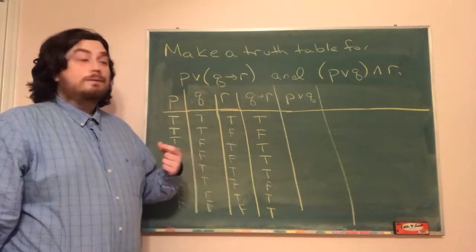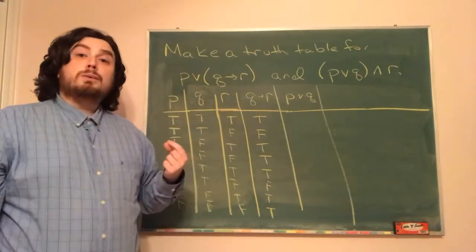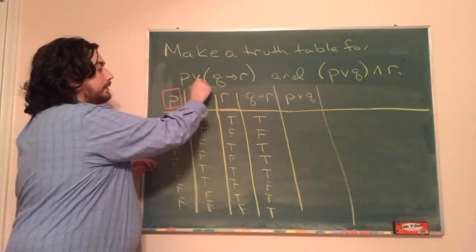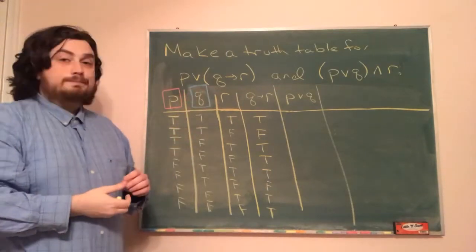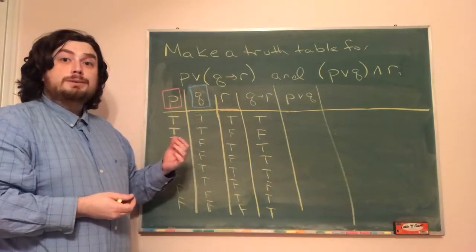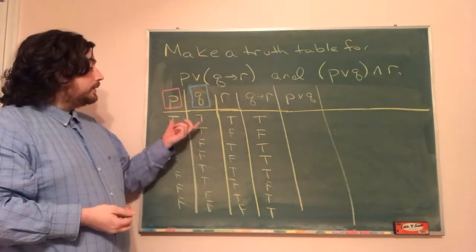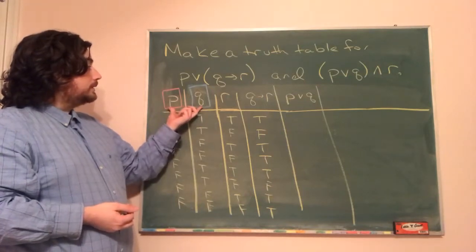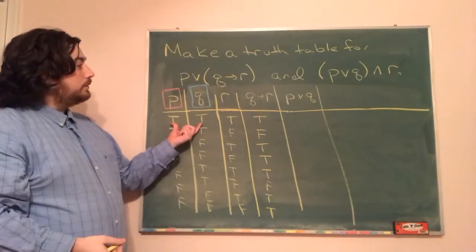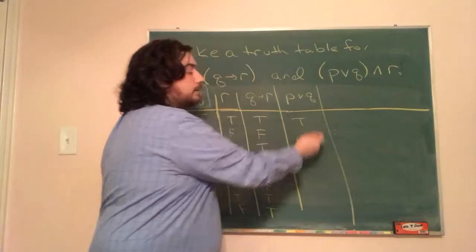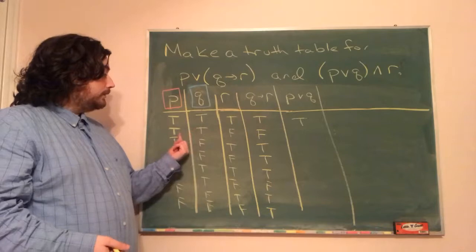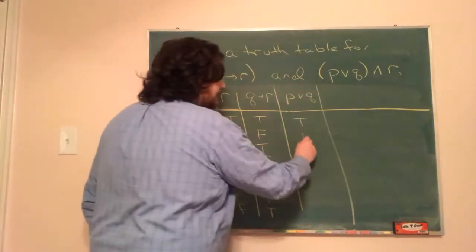Now, as we move on to our column for P or Q, what we're going to do is look at the column P with the column Q, and combine them with an OR. That is, OR is true if at least one is true. So we're going to look at the columns and say, is at least one true? If we look at the first row, we have true or true, and that is true because both of them are true, therefore at least one is true. If we look at the second row, we have true or true, which is again true.